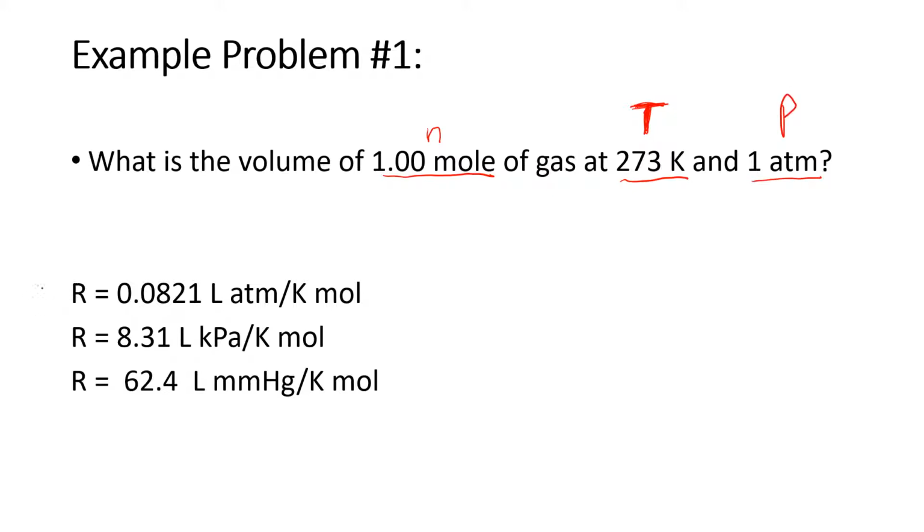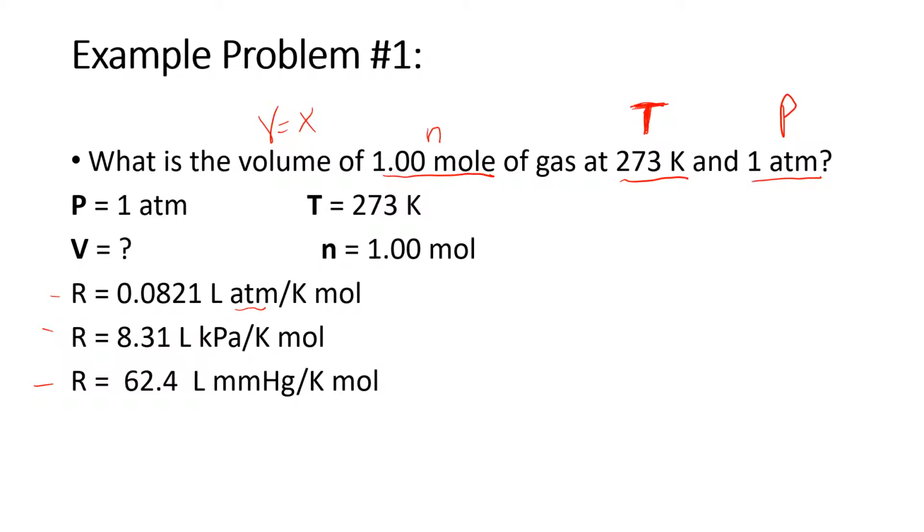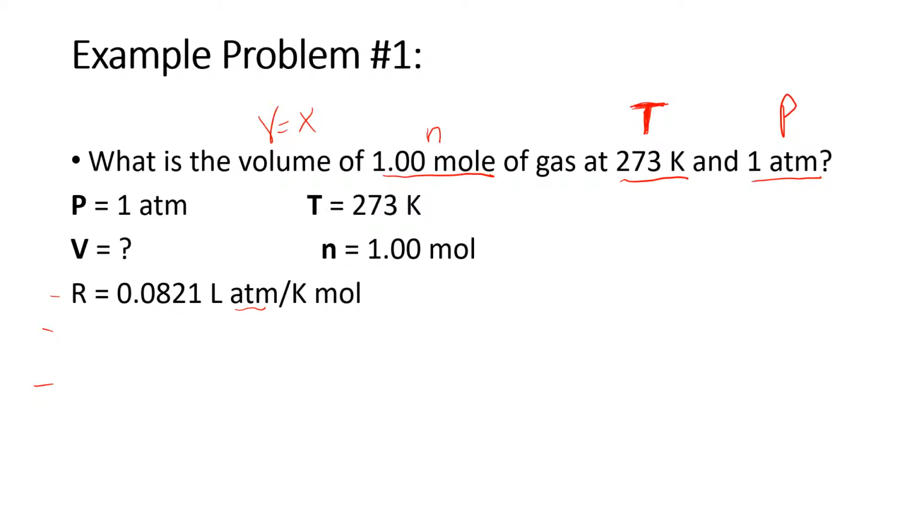So now we're looking for one of these R's that have ATM. And as you can see, this one has ATM, so that's the one we're going to use. It's looking for the volume, so the volume is equal to X. And when we find that X, it's going to be in liters. So this is the breakdown. Our pressure is 1 atmosphere, our volume is a question mark, our temperature is 273, and our moles is 1 mole, and our R is that.